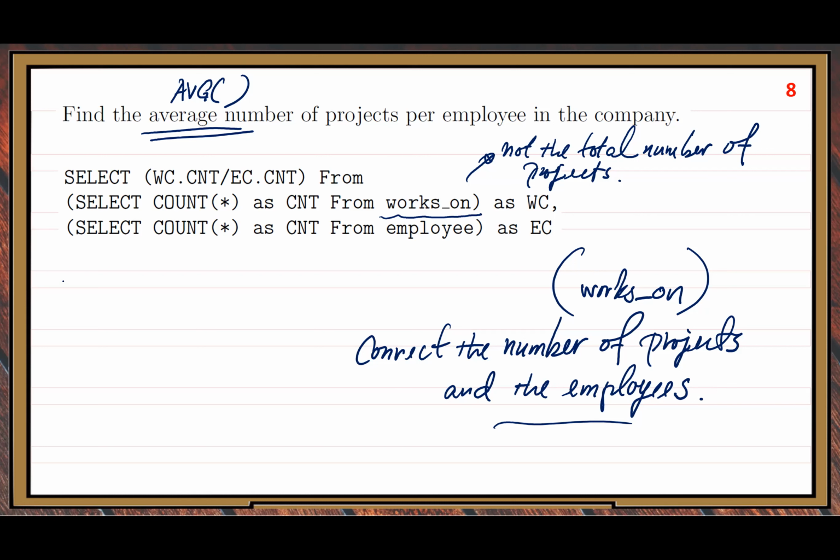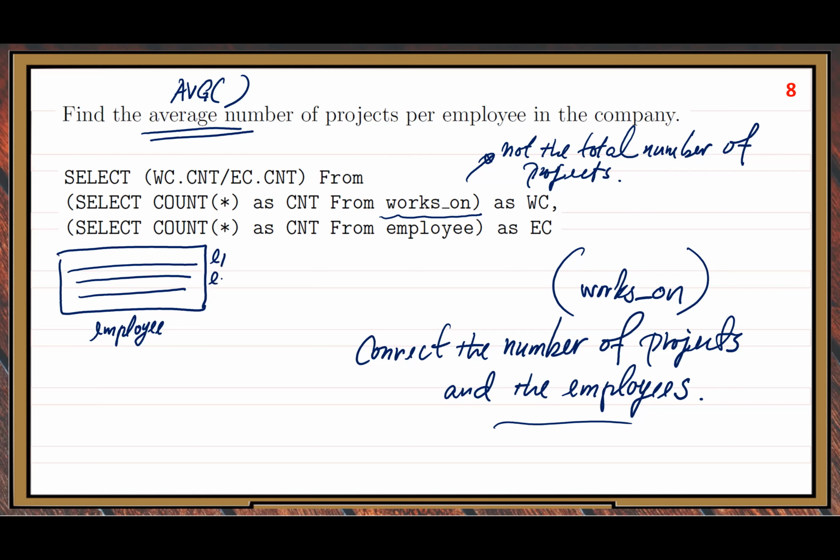I hope you can see this picture well. Basically, for each employee, you have a number of projects that this employee worked on. Another employee, you have another number. So suppose this is the employee table, with many employees: E1, E2, E3.